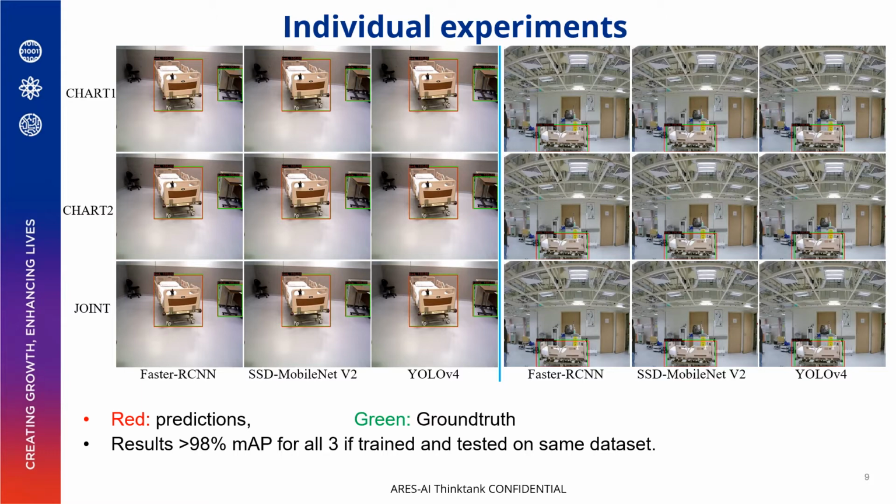The ground truth boxes are shown in green, our predictions are shown in red. And as you can see, they almost overlap each other with very high accuracy. We can sometimes get even better than 98% mAP for all different models and for different datasets. And this is completely expected.